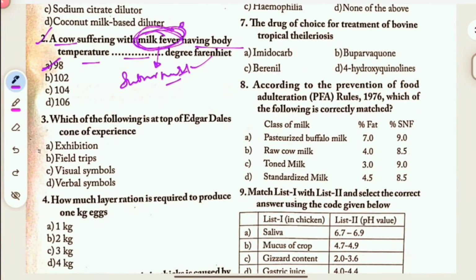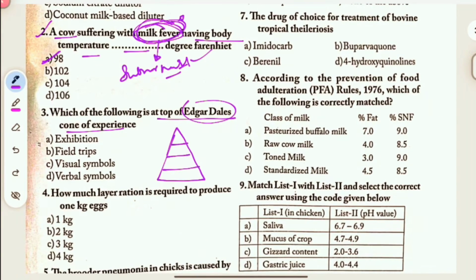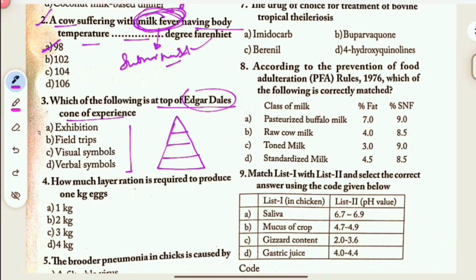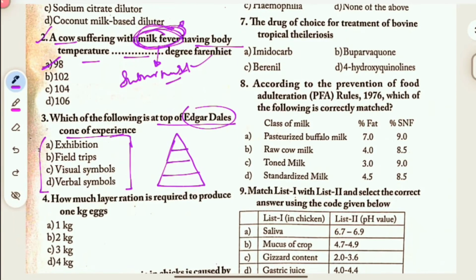Now, which of the following is at the top of Edgar Dale's cone of experience? Edgar Dale was the scientist who gave this cone of experience. He positioned activities which provide effective learning experience for the learner. Those activities which are highly efficient in learning were positioned at the basic level, and those activities which are not as efficient, where limited learning will occur, he positioned at the top of the cone.